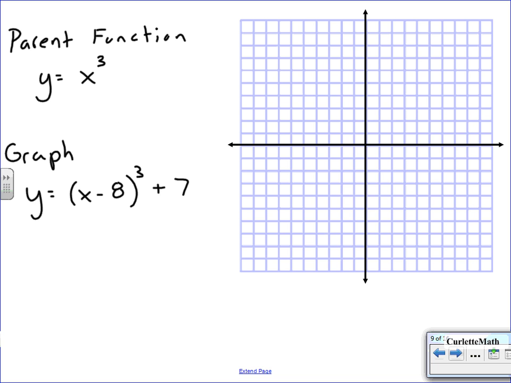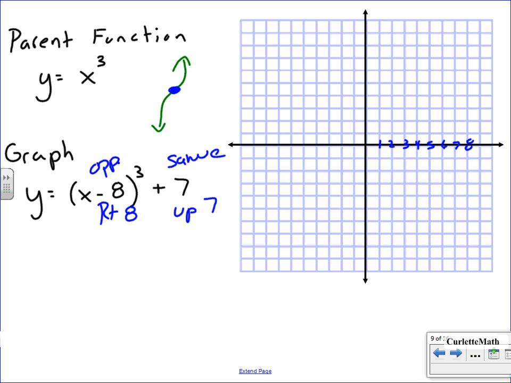Now let's look at a cubic function. A cubic, remember, our shape here is the S, or the waterfall, and this point where it turns directions, the point of inflection, that's the point that we're going to move right 8. Remember, opposite inside, outside is the same, so we're going to go up 7. 1, 2, 3, 4, 5, 6, 7, 8, and up 1, 2, 3, 4, 5, 6, 7. Make our point. And what shape is it? It's the waterfall.